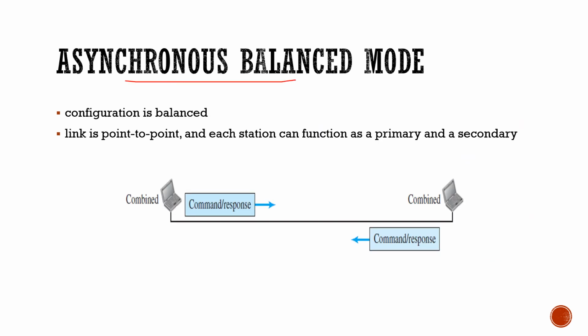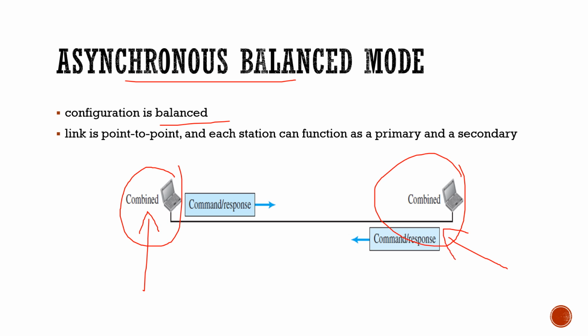Next is asynchronous balanced mode. So this we are saying is balanced. Why we say it is balanced is that both the primary and the secondary can send the command and the response. Here both the stations will act as a primary and a secondary node. So this is called asynchronous balanced mode. See here, this is going to be your primary, this is going to be a secondary, or sometimes this can act as your primary and this can act as your secondary. So both have the capability to act as your primary and your secondary node. So we are calling it asynchronous balanced mode.